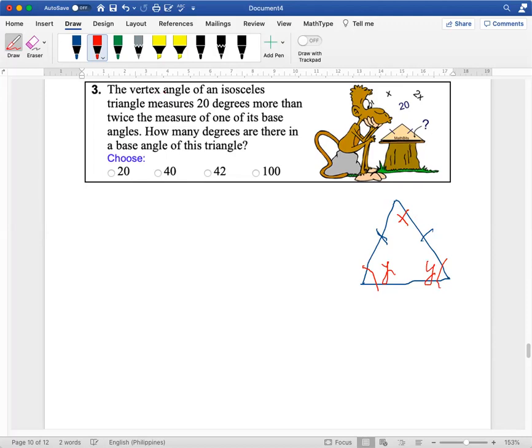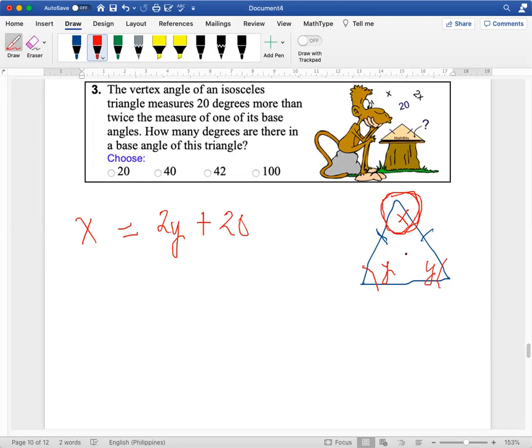It says here the vertex angle. The vertex angle is this. It is the angle which is not equal to the base angles, the y angles. So we have the vertex angle x is equal to 20 degrees more than twice the measure of one of its base angles. So x equals 2y plus 20. So we already have an equation of x in terms of y, and we solve for the base angle. So we're solving for y here.